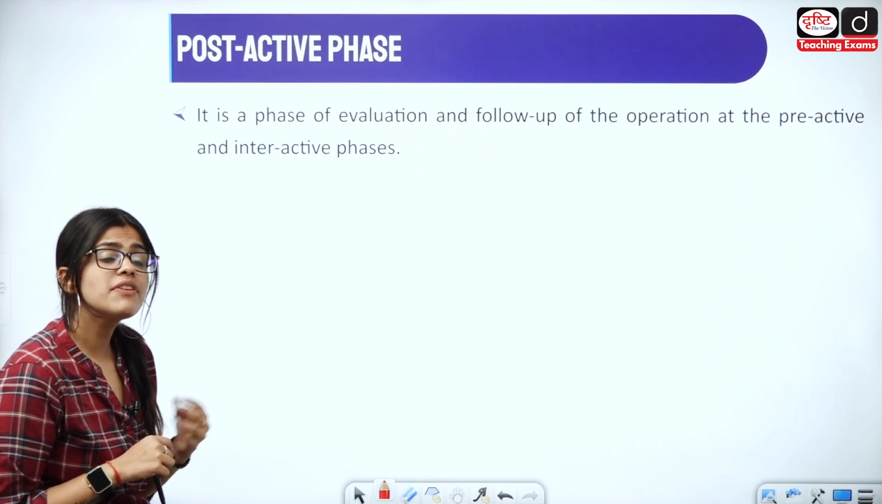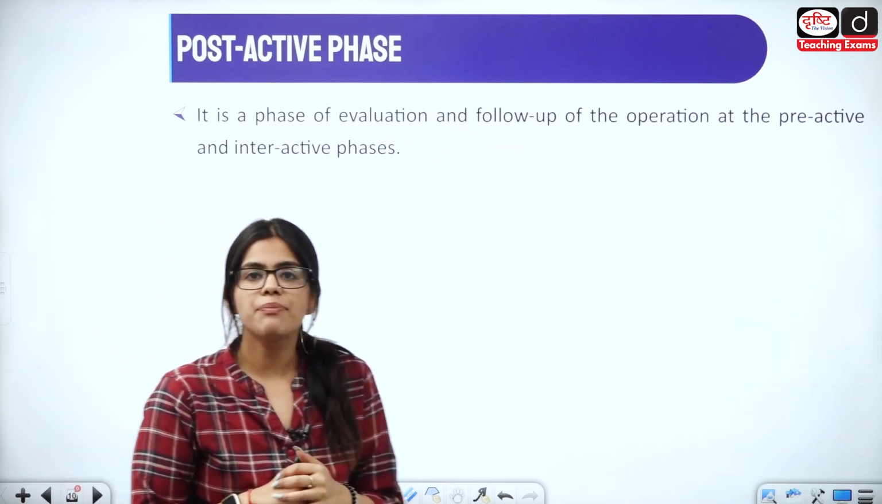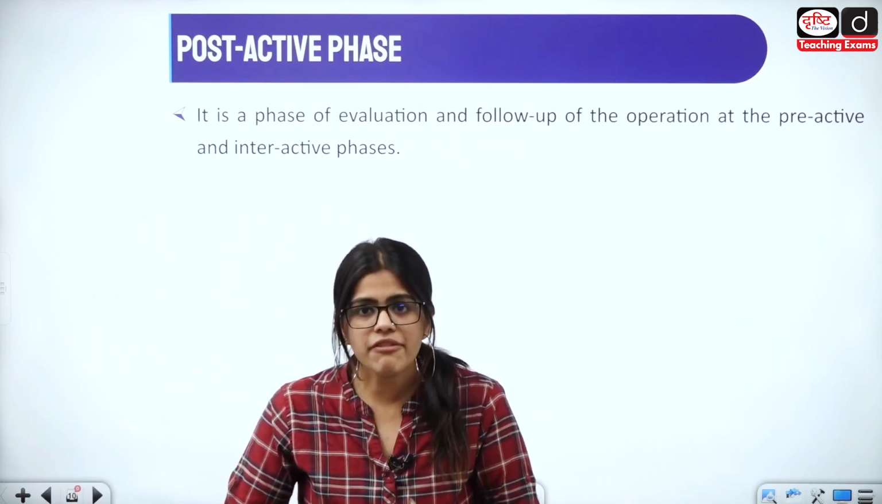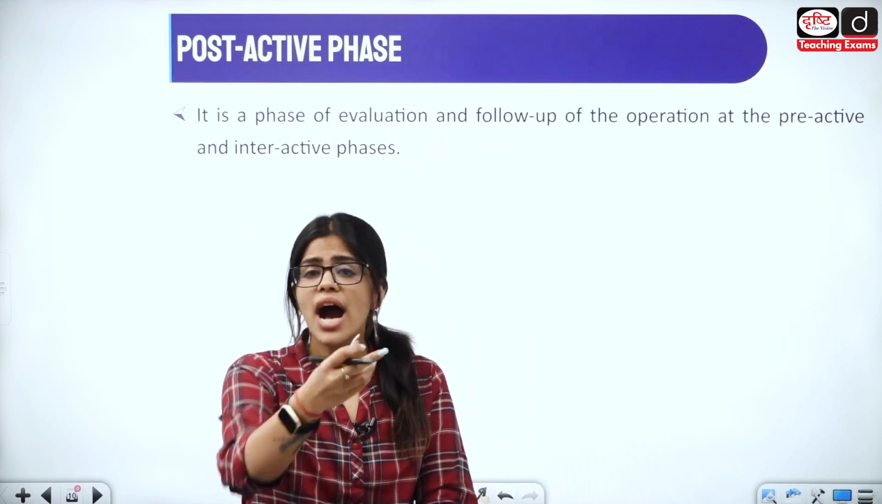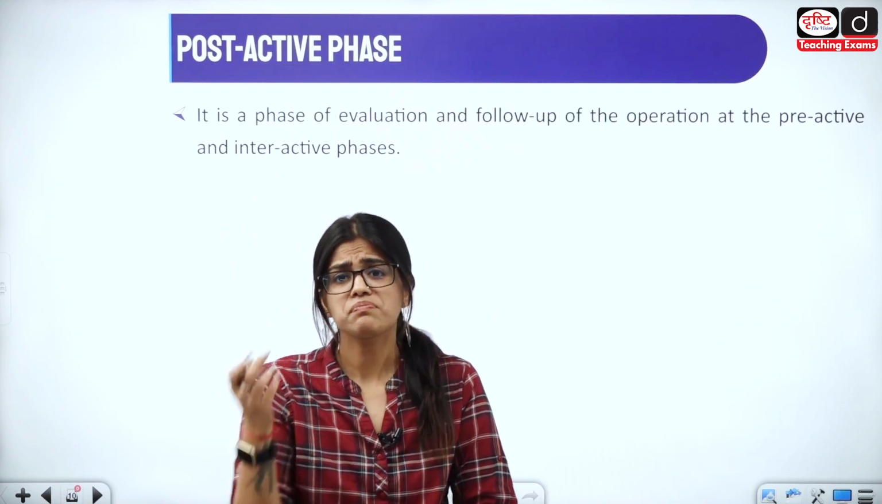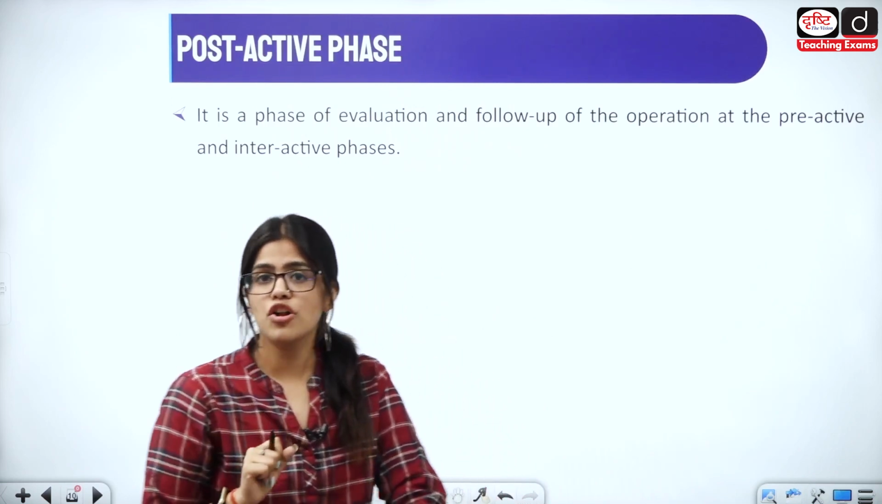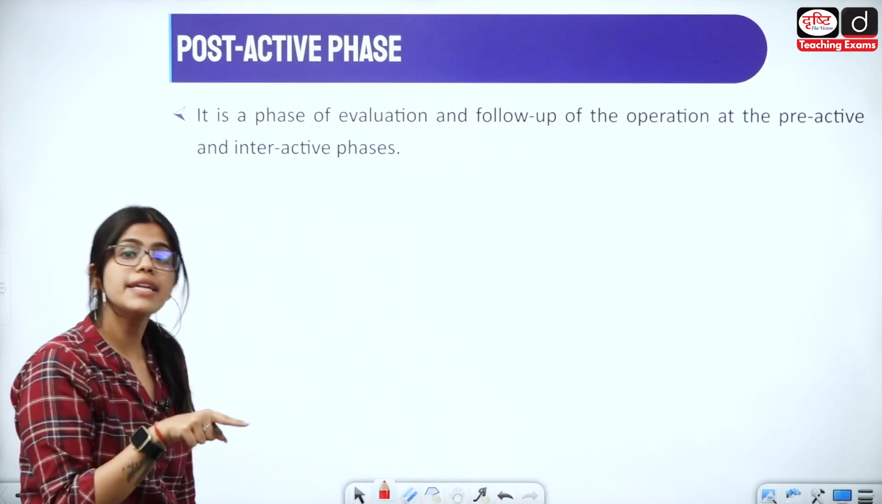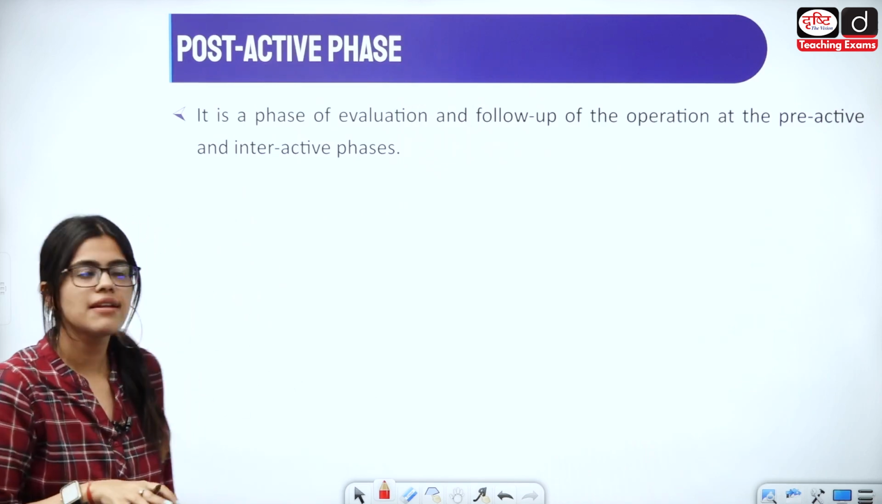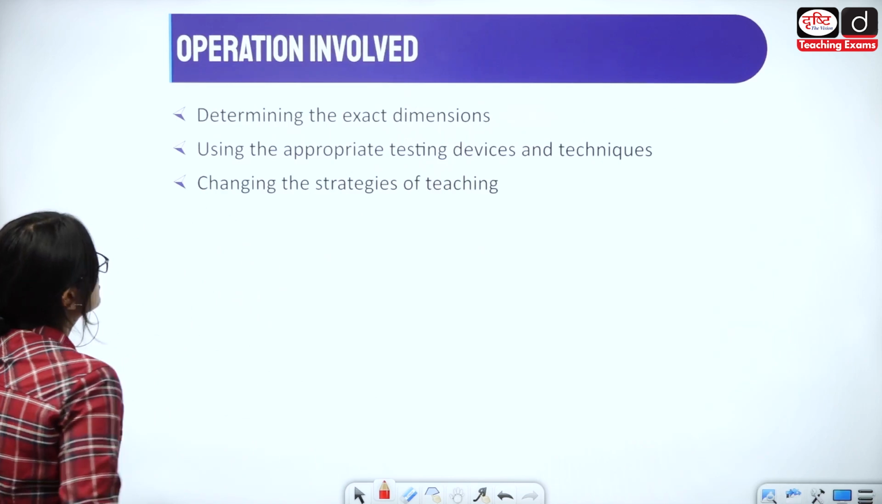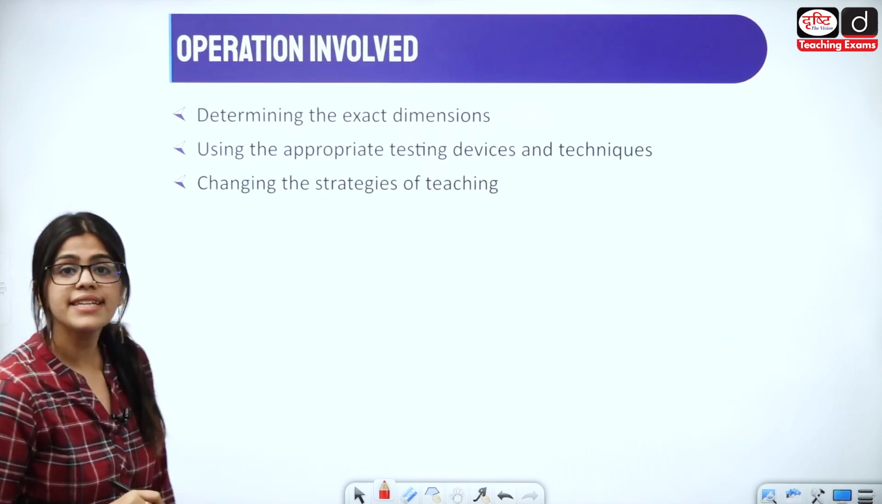What are the kinds of evaluation she can use? It can be formative, summative. It can be various kinds of tests she can take. She can ask random questions to anyone to see whether the topic is clear or not. If not, she will reteach it, because the teaching never ends till the time the child is clear with the topic. She has to determine the exact dimensions.